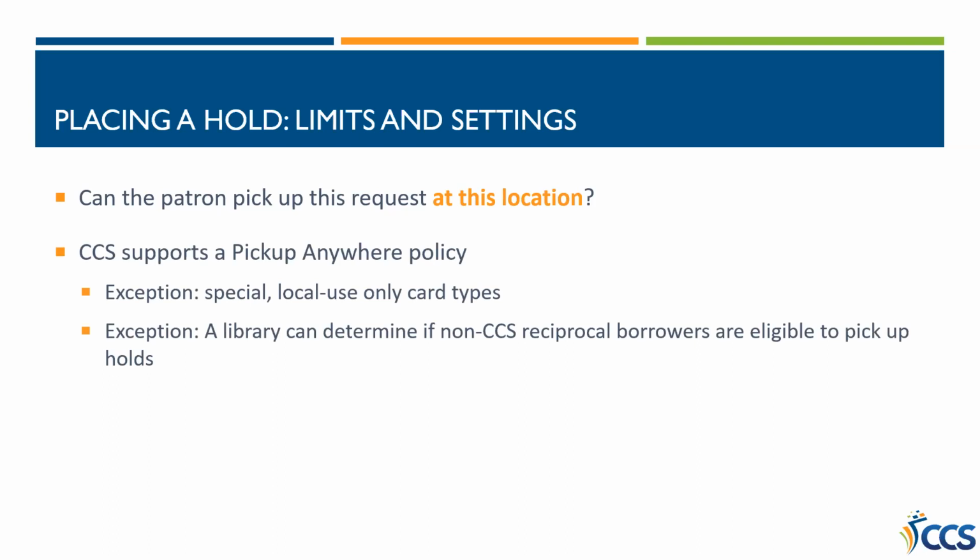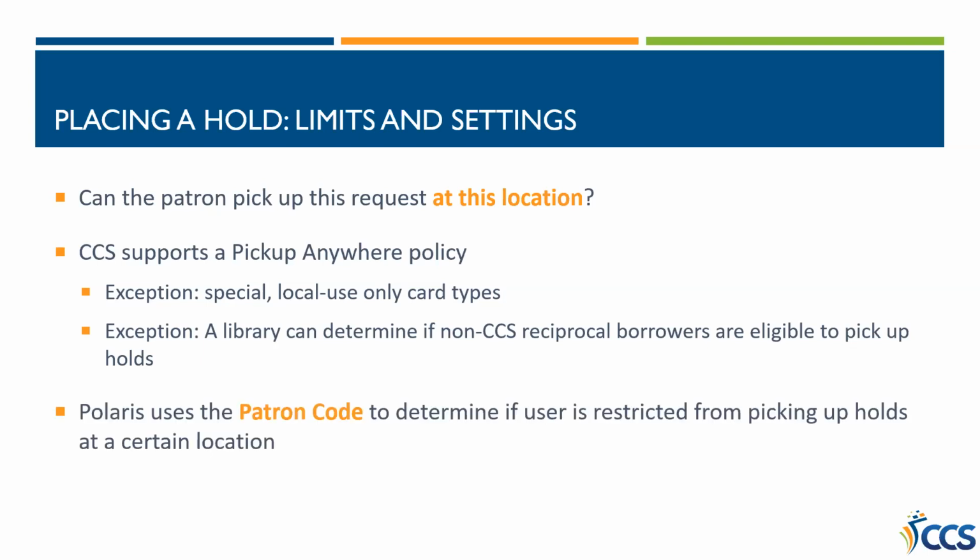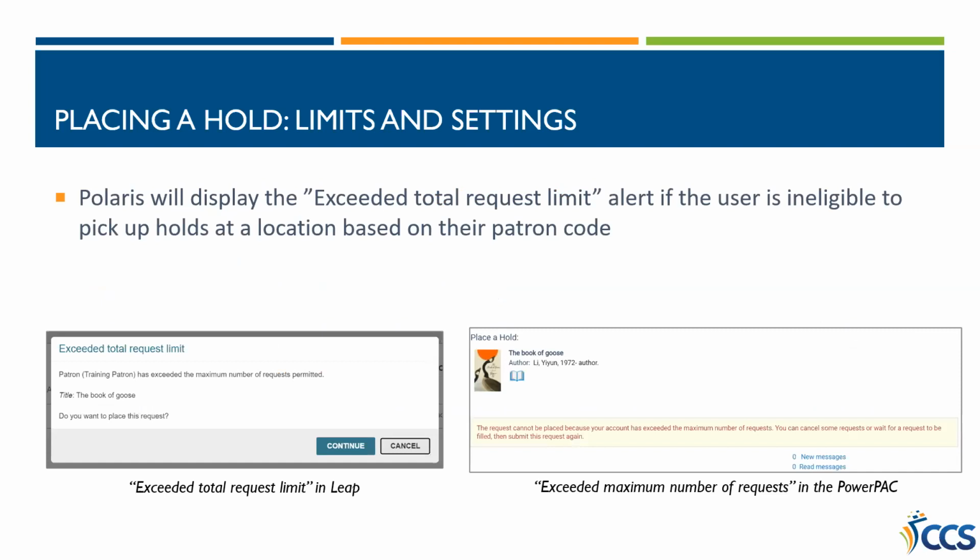Second, libraries can also determine if non-CCS reciprocal borrowers are eligible to pick up at their location or not. So these are users from libraries outside of CCS, like Skokie, Chicago Public Library, or Schaumburg. So again, Polaris is going to look at the rules associated with that patron code to figure out if the card is restricted from picking up holds at certain locations.